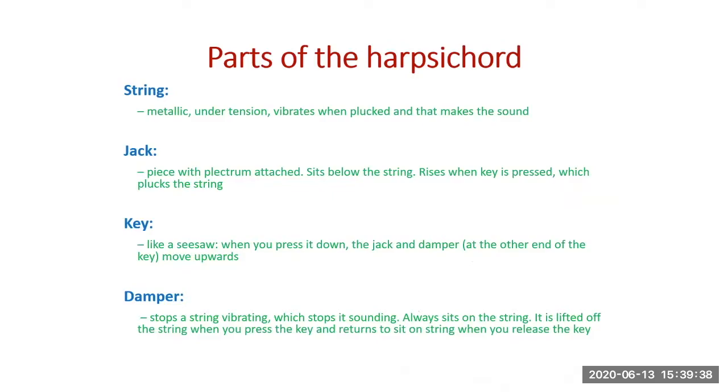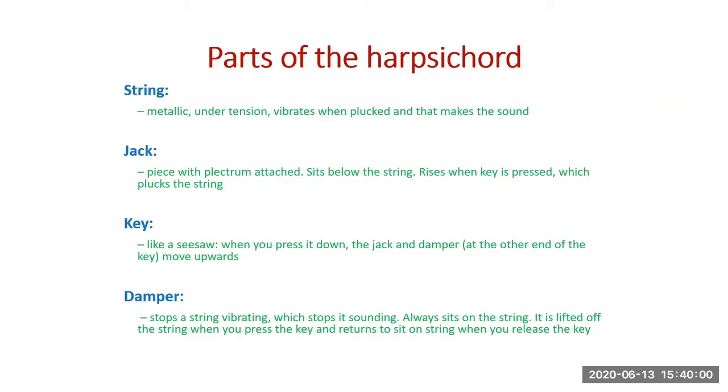The string is what makes the sound when it vibrates. What causes it to vibrate is the plectrum or quill attached to a piece called the jack. This sits below the string, and when you press the key, the jack rises up and the plectrum plucks the string. Now this works because pressing the key has the same seesaw effect that we saw in the clavichord.